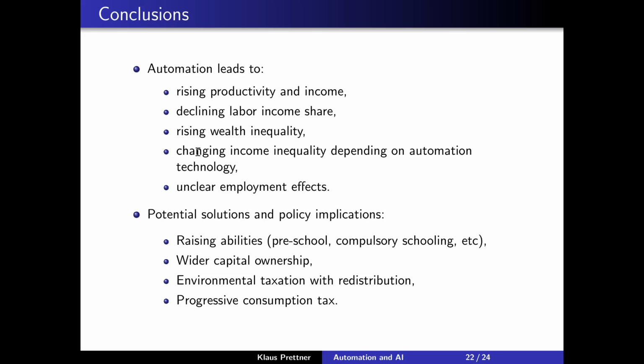So now we can come to the conclusions. Automation leads to rising productivity and income. I think that was across all the frameworks that we've discussed, and it's also supported by empirical evidence, so we can be rather sure that this is indeed the case. It also implies a declining labor income share. We've seen this for the use of industrial robots.